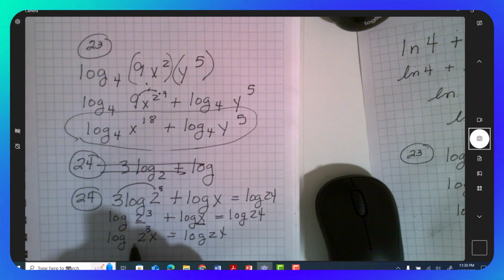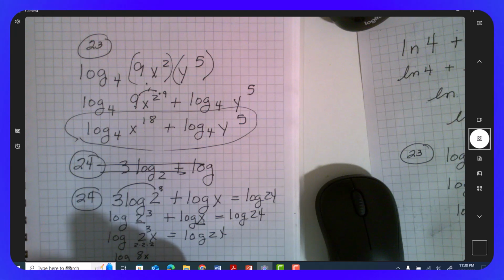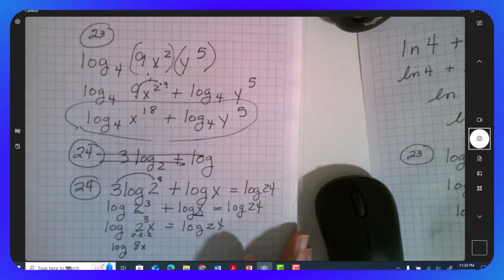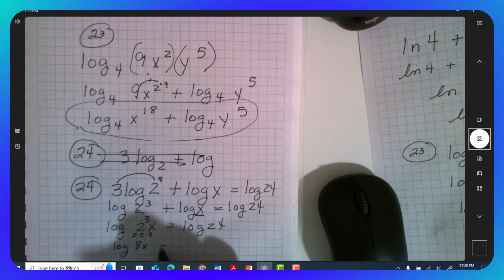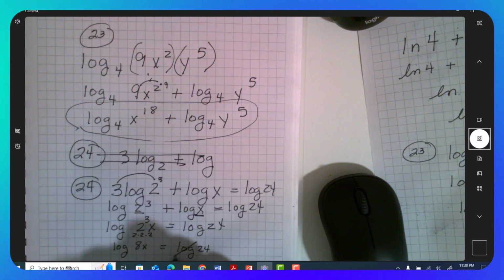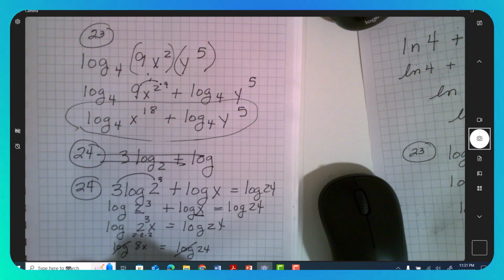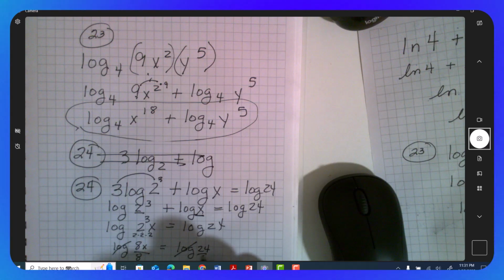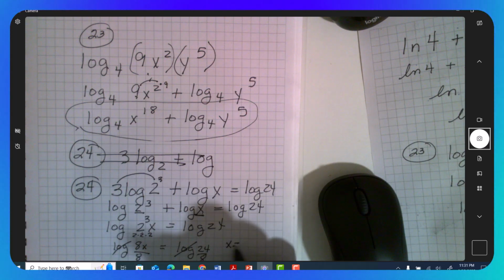Let's go ahead and expand 2 cubed. 2 cubed is 2 times 2 times 2. That's 8x. So log 8x is equal to log 24. All right, let's take that out. 8x is equal to 24. Solve that equation. Divide by 8. x is equal to 24 divided by 8, 3.